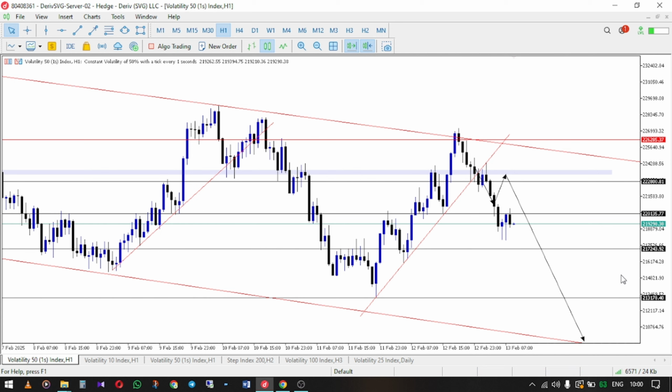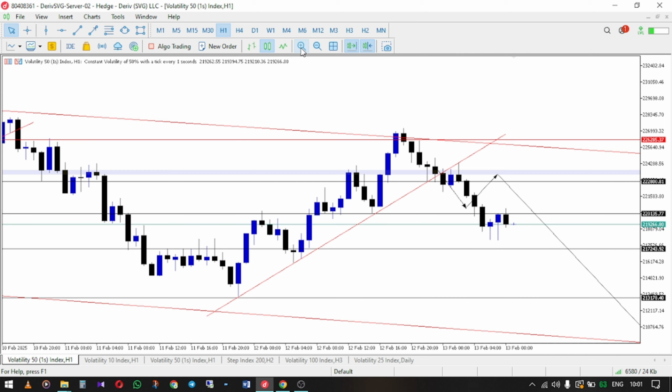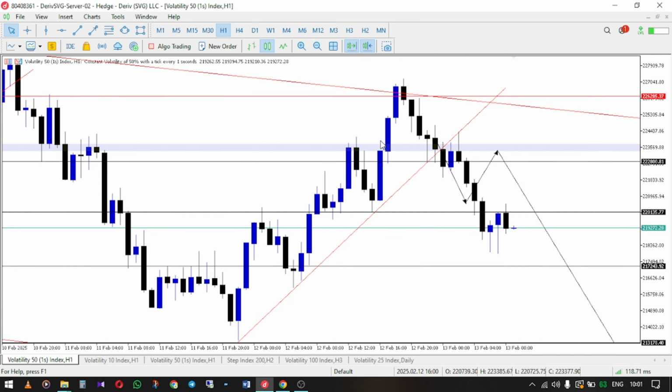And then what did I mark out? In fact, I've not deleted my markup. I marked out something interesting here, which was the fact that I wanted to see a break of that trend line happen, right? And look at what happened here, guys. Look at what happened here. Price eventually broke that trend line.